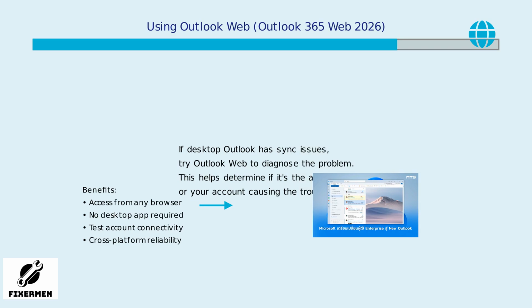If sync works here but not in the desktop app, the issue is likely with the local application, not your account. This helps narrow down troubleshooting steps significantly. Outlook 365 Web 2026 mirrors desktop reliability, making it an excellent diagnostic tool. If you encounter issues here, they may relate to your account or server settings, guiding you toward the appropriate fixes.